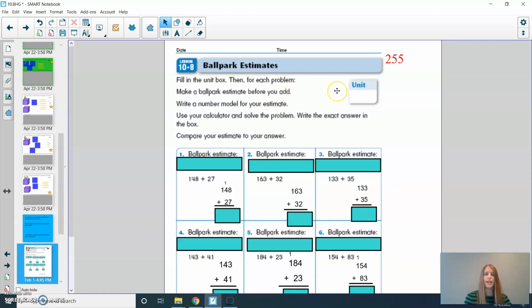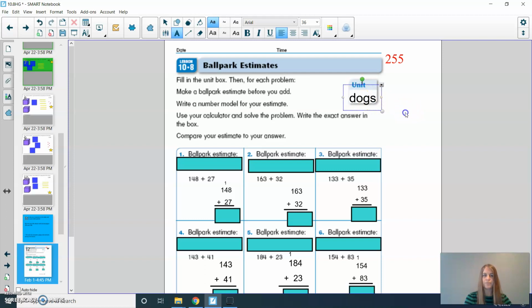Second graders, today we're talking about ballpark estimates. The first thing they want you to do is fill in the unit box. Now you can put in anything that you want in your unit box today. Maybe today I want to say dogs for my unit.